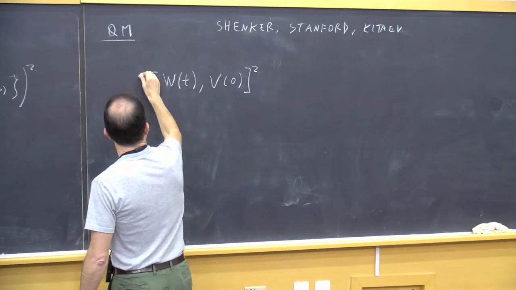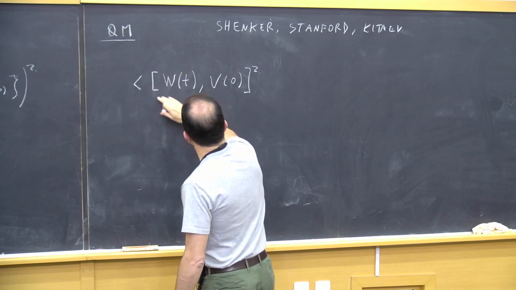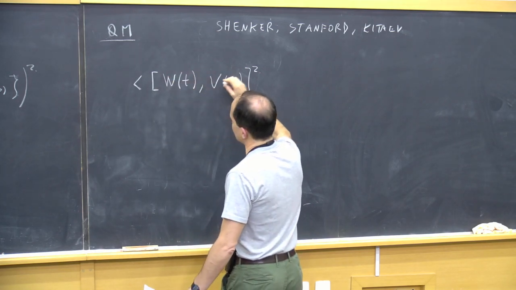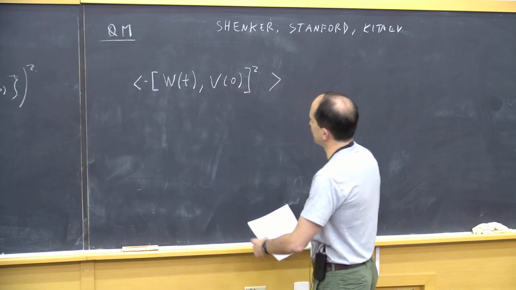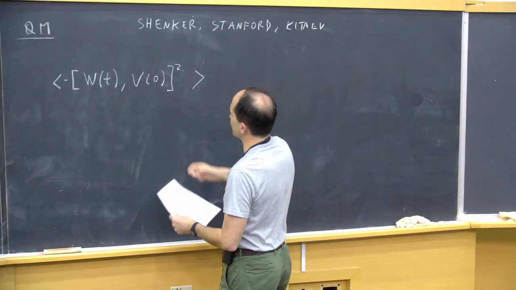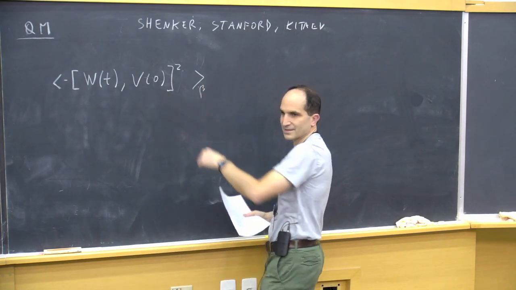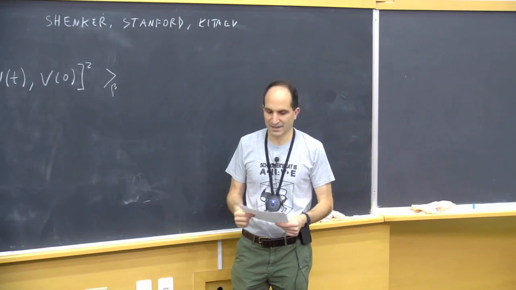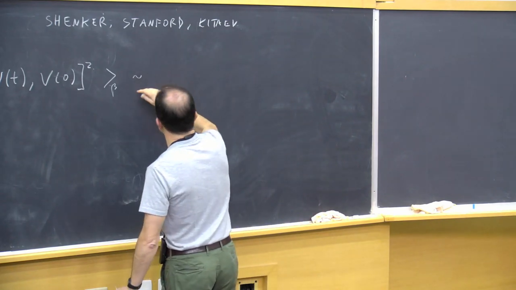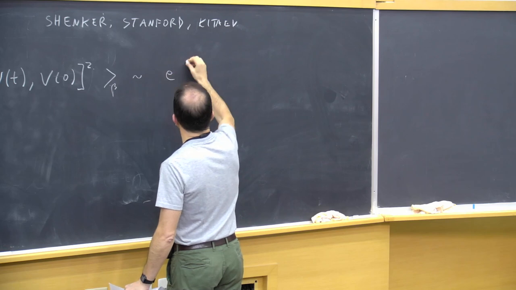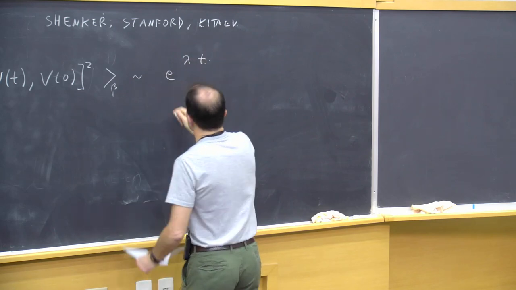So we can take this, and this is an anti-Hermitian operator. We take the square. We might put a minus sign, so this quantity is positive. It's a positive operator. We can take the thermal average of this, and we can see how it behaves. And so we'll define the quantum Lyapunov exponent to be basically the growth of this, so lambda times t. This is just the definition of lambda.